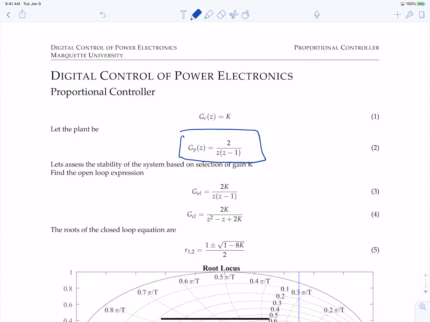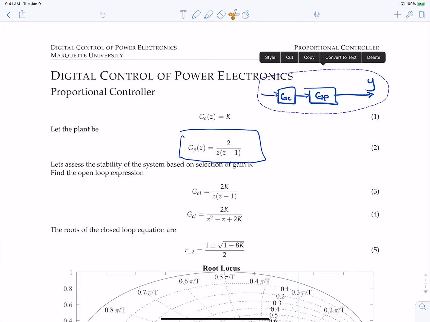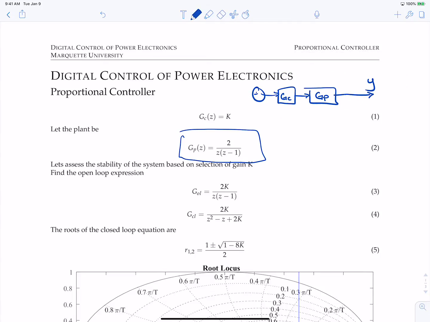So let me quickly sketch what I mean here. We're going to have GP, we're going to have GC, and that's literally it in this control loop. Those will feed into each other. This will be the output. Let me scoot this over here so I can draw this better. We'll have some reference that'll come in, and then we'll feed that back. So this is our control loop. The plant here is equation 2. GC is equation 1.